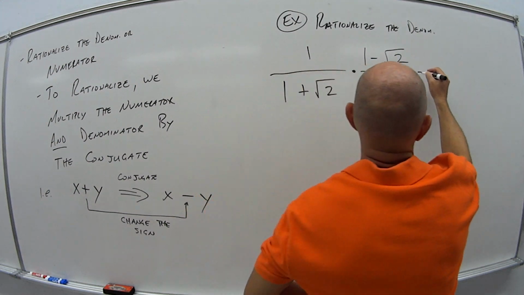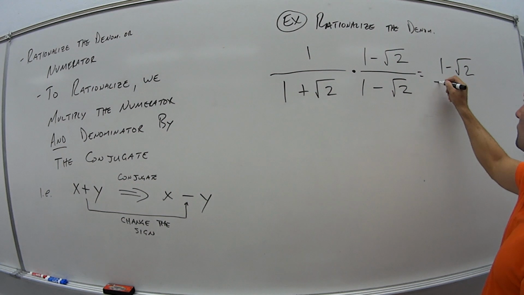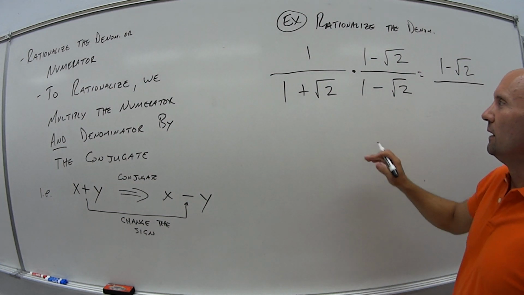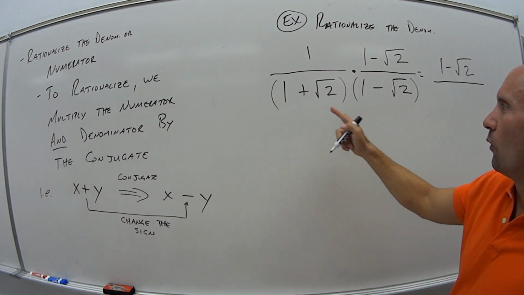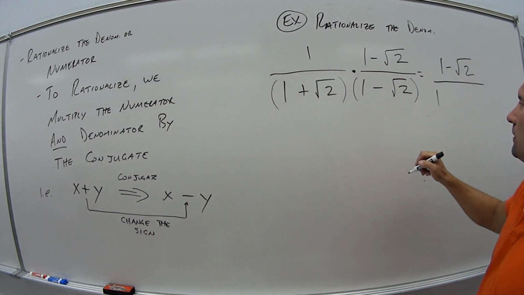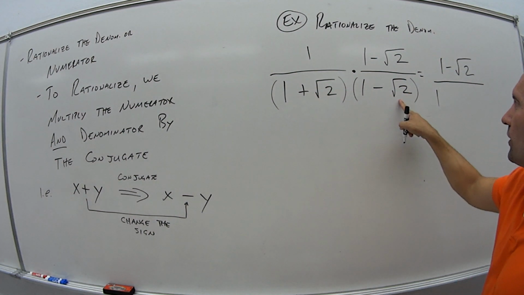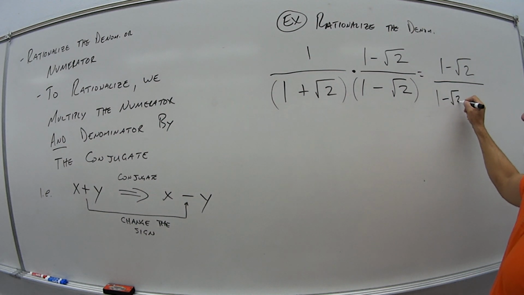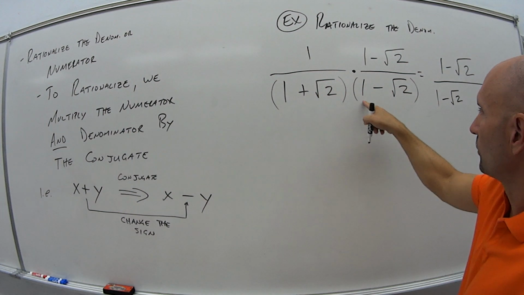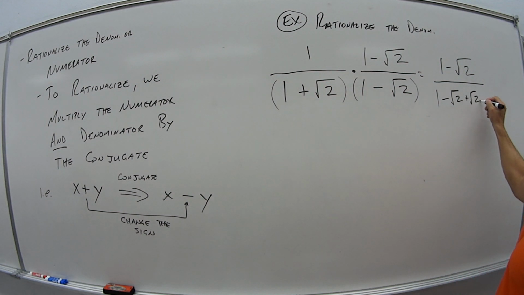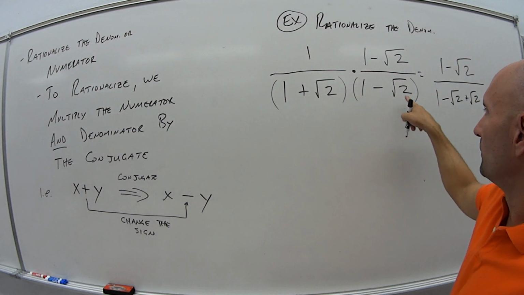When we do that, this is fraction math again, so we multiply across the top, and we get 1 minus square root of 2. In the bottom, think of this as two binomials, so we're FOILing it. 1 times 1 is 1. First, outside, inside, last. Outside is 1 times negative square root of 2, which is minus square root of 2. Inside is positive square root of 2 times 1, so that's plus square root of 2. And then here we have plus square root of 2 times minus square root of 2.